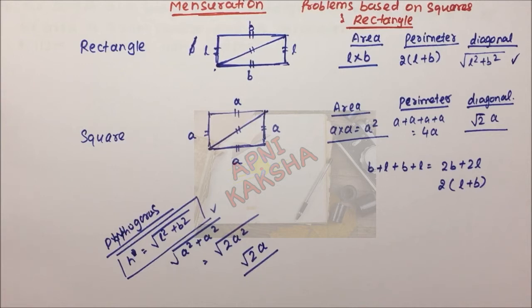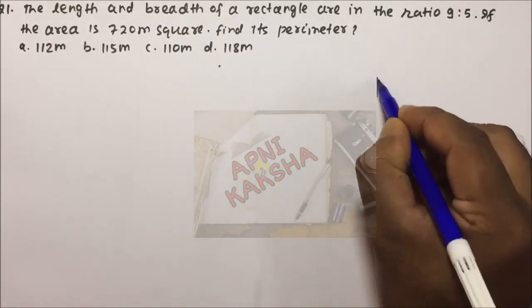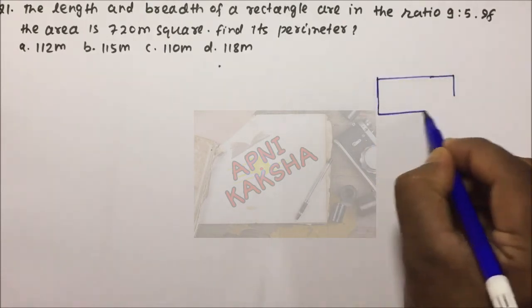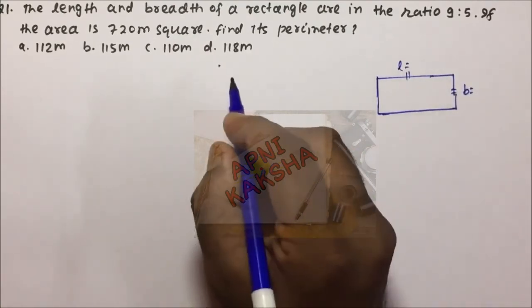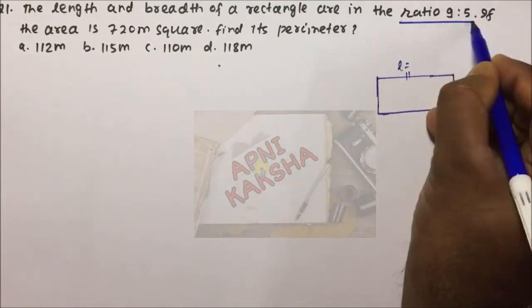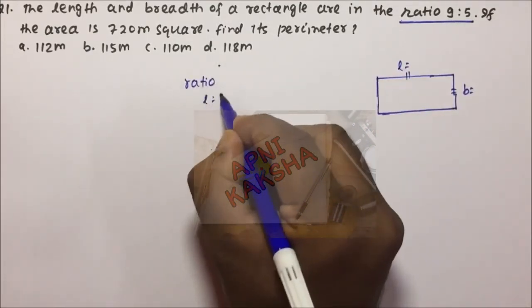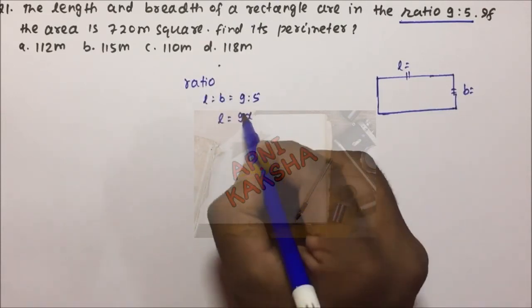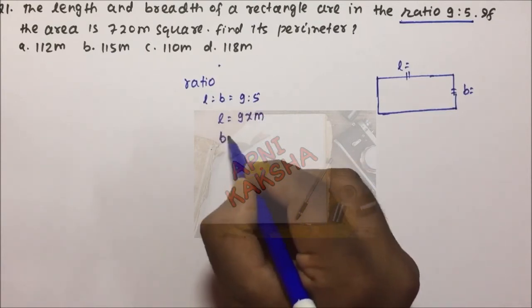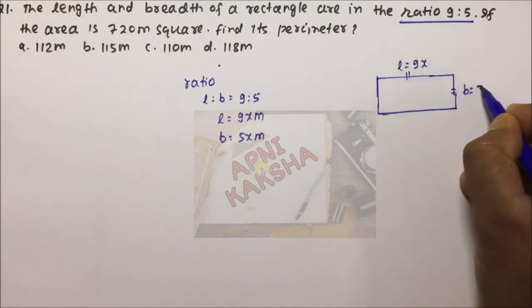Now you can easily solve questions based on that. So let's see how we can solve the question, starting with question number 1. The length and the breadth of a rectangle are in the ratio of 9:5. So this will be your length and this will be your breadth. Friends, if any data is given in terms of ratio and you want to write it in terms of value, then just multiply with a variable. So the length will be 9x meter and the breadth will be 5x meter.